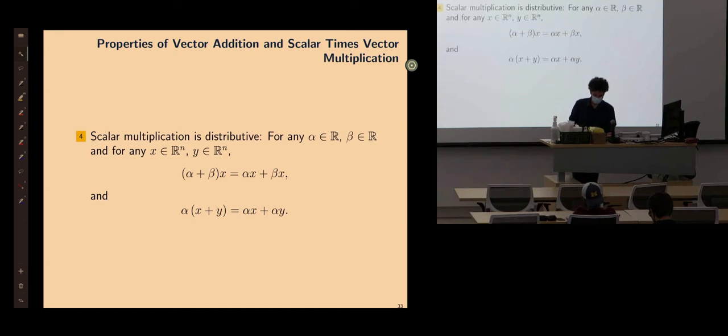Scalar multiplication is also distributive. You can factor. Alpha and beta, another Greek letter, are real numbers. You can have alpha times x plus beta times x, or you can say alpha plus beta times x. It's the same thing. Or you can have alpha times x plus alpha times y. You can factor alpha and then say alpha times x plus y.